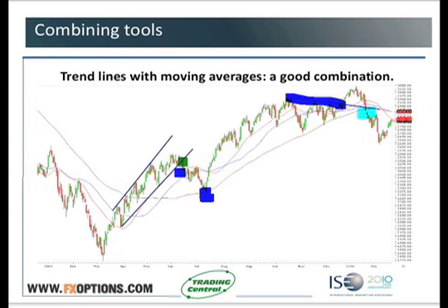So that's why it's very important to have a combination of trend lines with moving averages to avoid false signals, especially on trend lines. Because from my view, we have fewer false signals on moving averages, and we have a lot of false signals on trend lines. But the combination of these two indicators is the best combination to take a position on the market. So that's it for trend lines and moving averages.